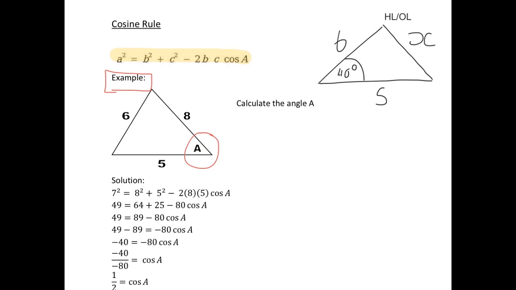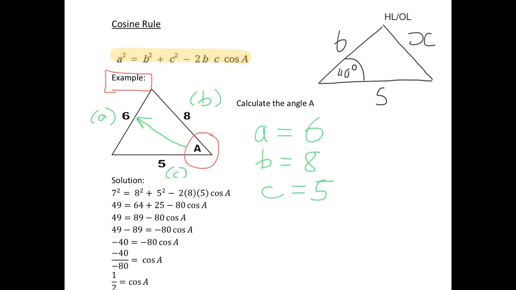So the length little a is always the side opposite the angle you're looking for. So in this case, our little a is going to be 6. And then b and c are the other two sides. So let's call this side b and this side c. So then we just need to fill these values, a equals 6, b equals 8, and c equals 5, into our formula, with capital A just being left as an unknown. So this is what we do over here.